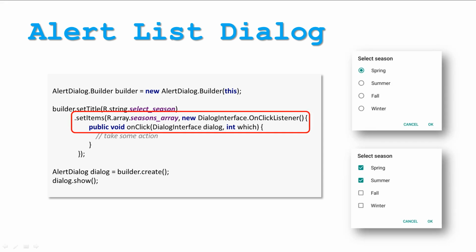To show a single choice list or multiple choice list, replace the setItems method with the setSingleChoiceItems or setMultiChoiceItems methods. Download this lesson's sample code for examples.